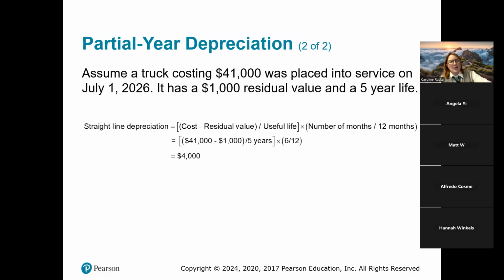All right. So here's an example of that. Assume a truck costing $41,000 was placed into service on July 1st, 2026. It has a $1,000 residual value and a 5-year useful life. So we have this cost minus residual value. So that's 41,000 in cost minus 1,000 in residual value, divided by 5 years, is going to give us the amount of depreciation. But wait, we got it in July. So it's only 6 months, 6 of the 12 months. So instead of $8,000, you're only going to have $4,000 of depreciation in the first year.